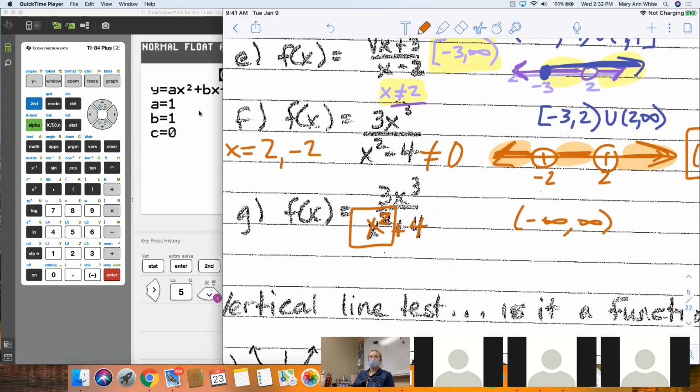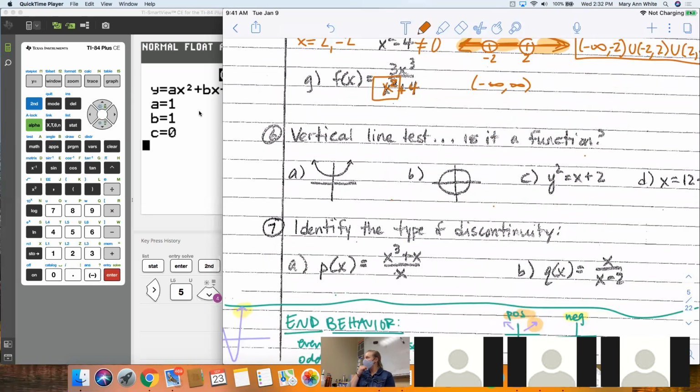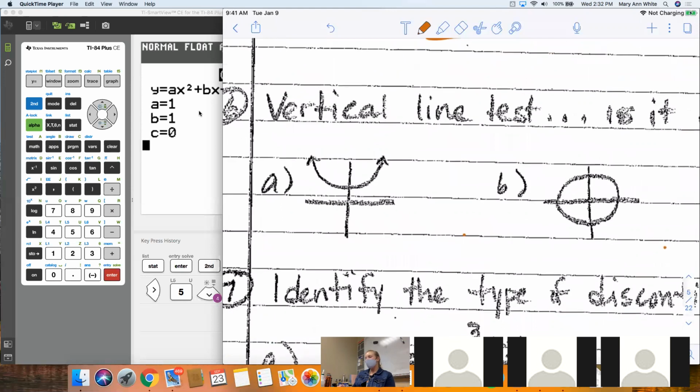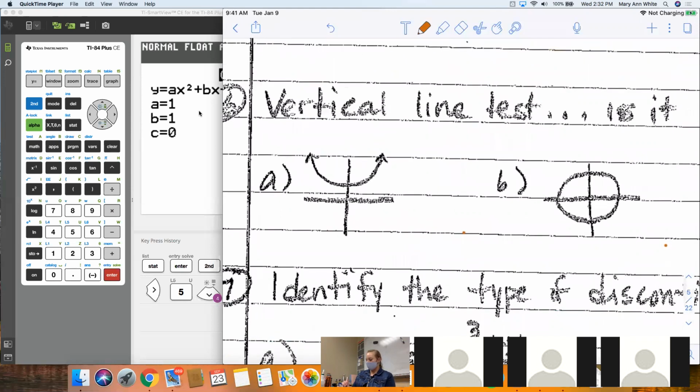All right, how are we doing with that? Okay. All right, now we're going to talk about if it's a function. So vertical line test, is it a function or is it not? The first 2 are just graphs. Remember vertical line test, we just draw vertical lines. If it only crosses my graph once, then we're cool. This first one, that's a function. You cool with that? What about the second one?